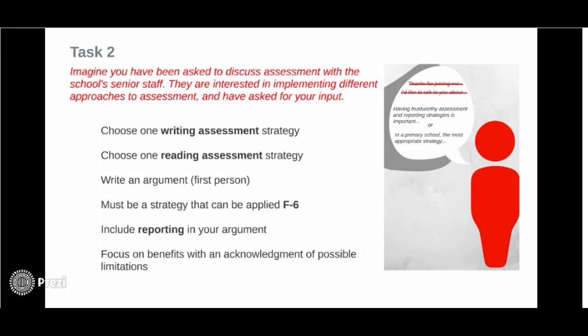You need to focus on the benefits of this strategy with a small acknowledgement of the possible limitations. So it is an argument. You want to convince those people listening to you that it's the best strategy possible, and you might acknowledge it by saying, while this strategy is sometimes limited in these ways or in this way, this limitation is far outweighed by the benefits, and you could list those.